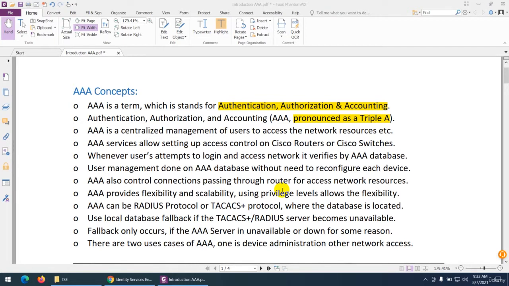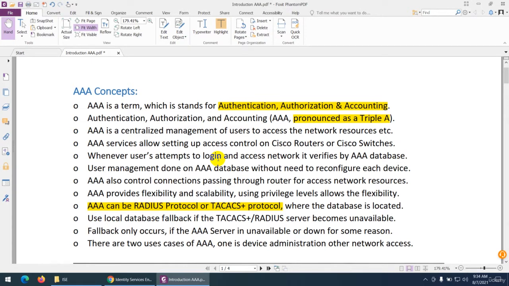Also, AAA can be used as a RADIUS protocol or it can be a TACACS protocol. So we use AAA for two different purposes: for network access and for device administration purposes. So you can use this for different purposes.